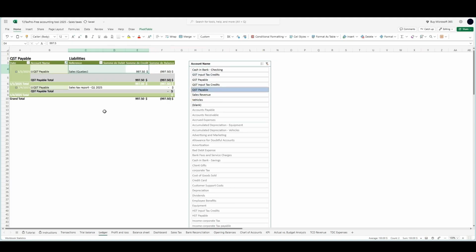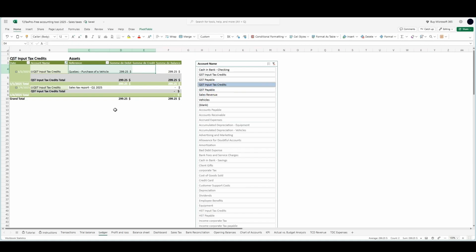Now, let's look at the QST collected. We see the $997.50 collected on the same $10,000 sale, recorded under QST payable. Finally, we review the QST paid on purchases. In this case, $299.25 was paid on the vehicle purchase, and it's recorded under QST input tax credits.